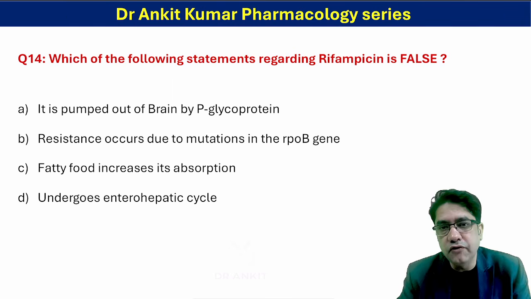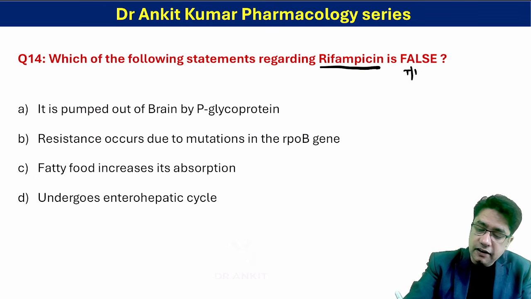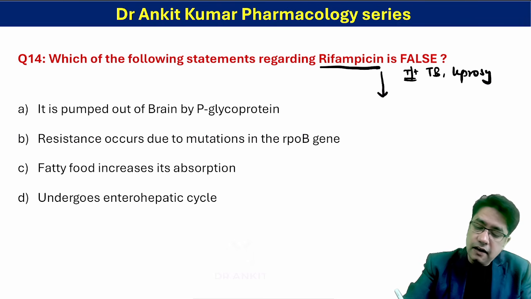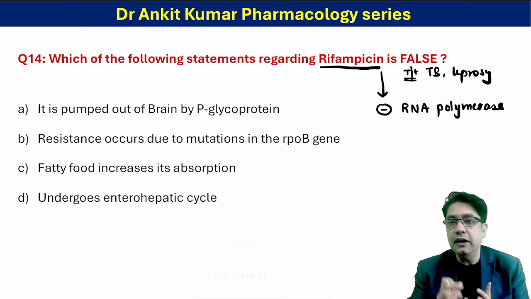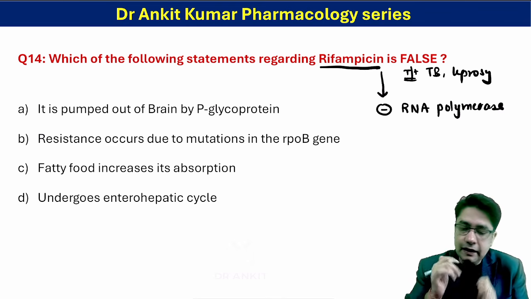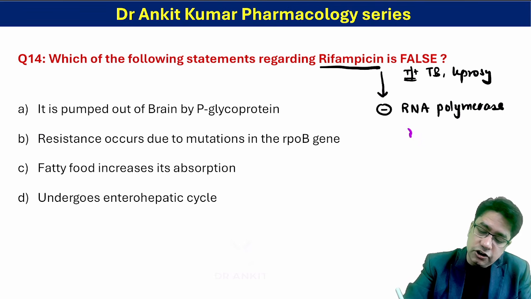Next question, which of the following statements regarding rifampicin is false? We already know that rifampicin is an antibiotic. It is given for the treatment of mainly TB, leprosy, etc. So what is the mechanism of action of rifampicin? Rifampicin inhibits the RNA polymerase enzyme inside the bacteria, thereby it inhibits cell division. And this RNA polymerase enzyme inside the bacteria is made by the RPOB, RNA polymerase B gene.